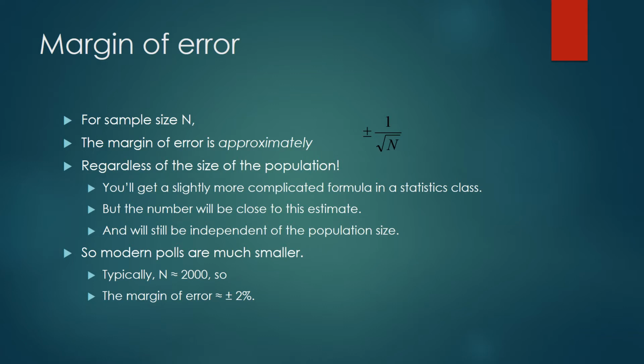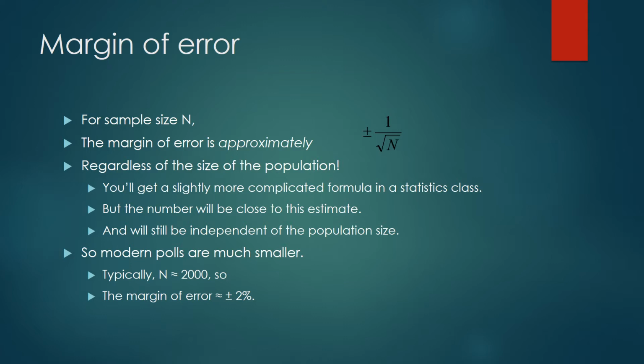Here's the cool thing about that. That's the margin of error regardless of the size of the population. Okay? And remember, like I said, you'll get a more complicated formula in statistics class, but it will still be independent of the population size. Okay? That's as long as we're making the assumption that the population is significantly larger than the sample. If the sample size is close to the population size, the margin of error will actually be smaller. And of course, if you sample every member of the population, the margin of error will be 0. You'll have the exact amount. Okay, but the margin of error won't be any bigger than that.